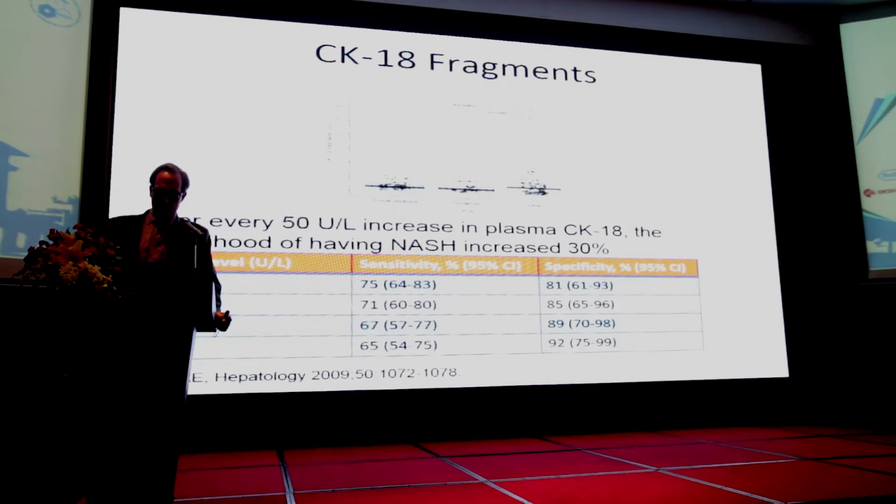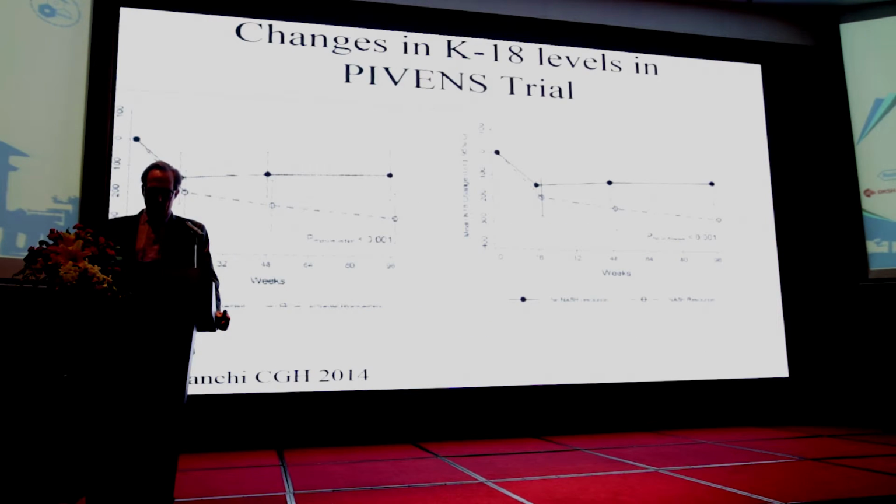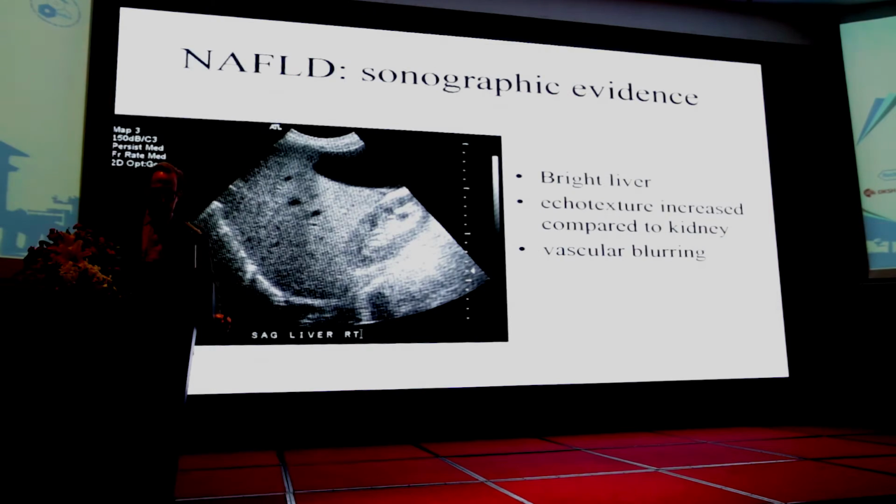A little bit more information on CK18 fragments. There's a lot of overlap between normal, fat, and NASH patients, but very high levels of CK18 can predict progression or presence of advanced fibrosis. As people are treated, such as in the PIVENS trial, remember the PIVENS trial used pioglitazone and vitamin E, you can see marked declines in these biomarkers of fibrosis on treatment.